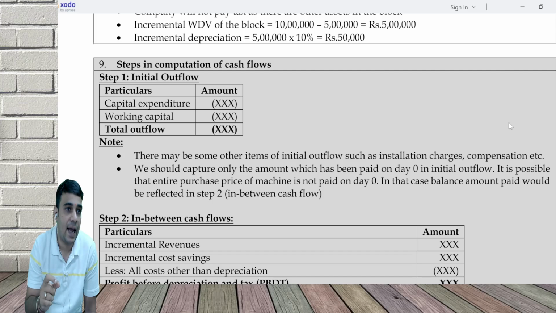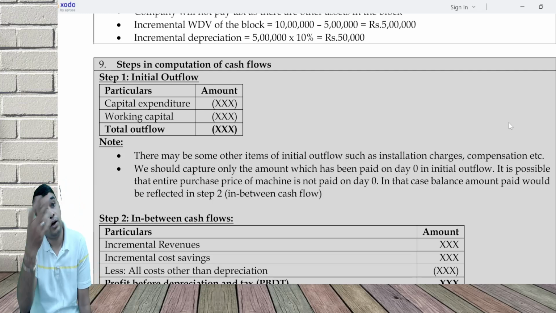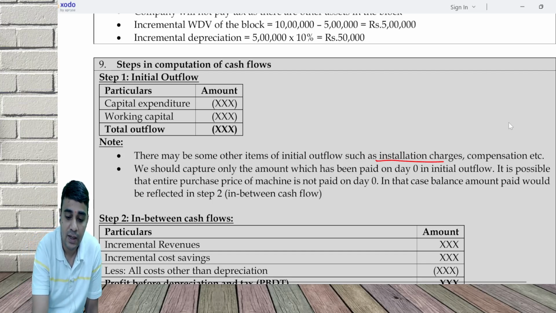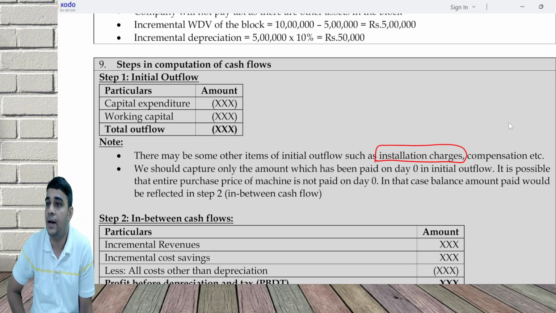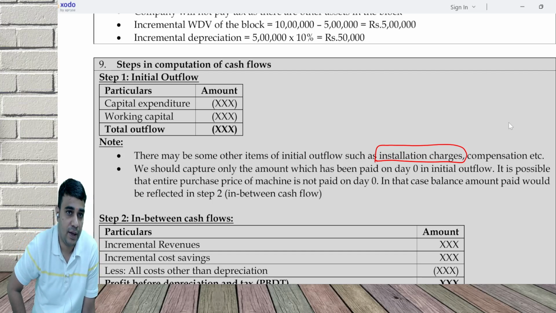Whenever these extras happen, think income tax about it, because it may have a tax impact. It may not also have a tax impact. There may be other items such as installation charges, which will not have any income tax impact because installation charges will get added to the cost of the asset. If you pay any compensation, you may get a tax benefit on that.